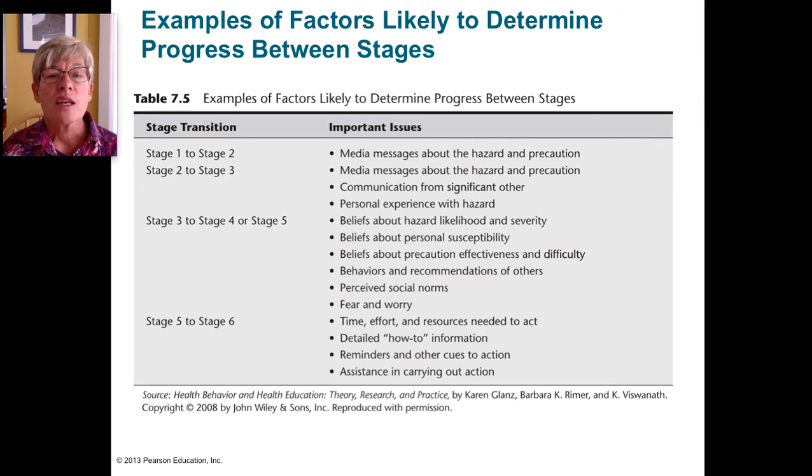Then stage 3, 4, and 5 are looking at people's beliefs about the hazards. Again, this is a model about self-protection. And then finally in stages 5 to 6, we look at the time and the effort and the resources needed to act, and how-to information that has to be provided, reminders and other cues to action, and then assistance in carrying out the action. So this theory might be applied in a community action program, for example.